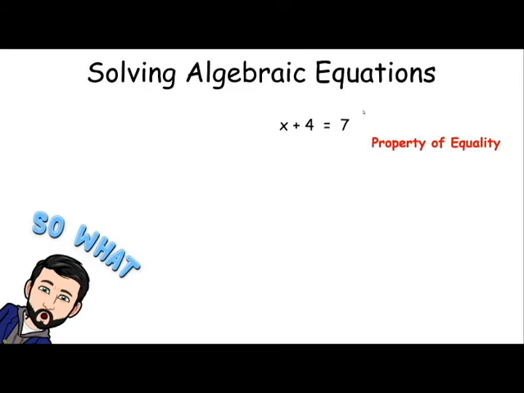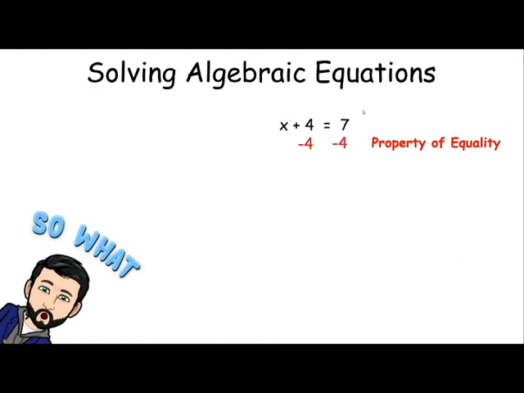The property of equality says I can do whatever I want as long as I do it on both sides of the equation. So I could add 10, I could subtract a 14, I could divide by 7. It doesn't really matter what I do. Those two sides are going to stay equal to one another as long as I do the same thing on both sides. And I'm going to show you what I'm going to do.